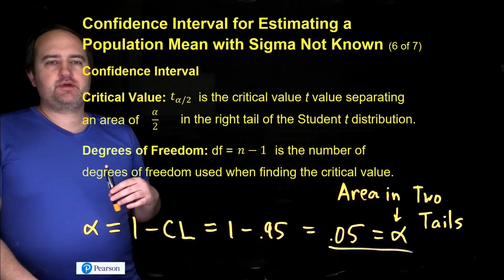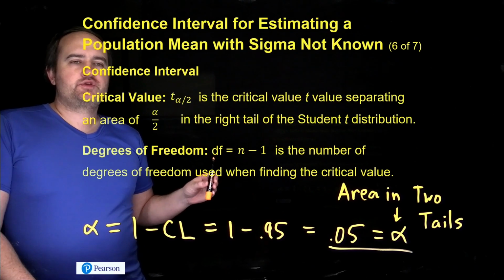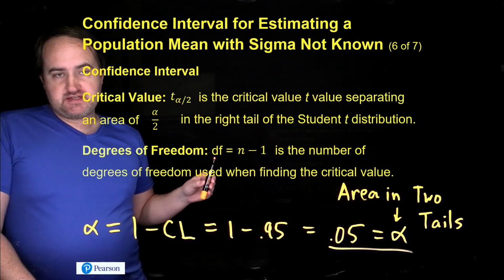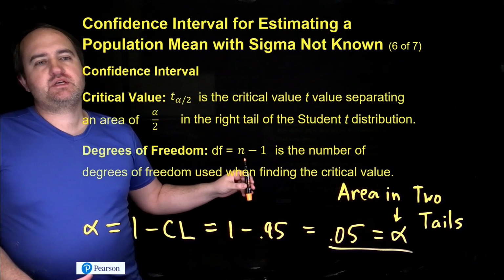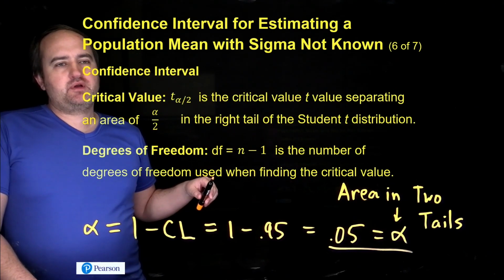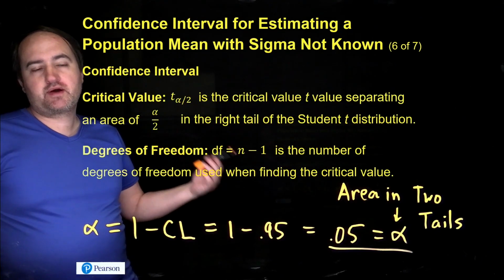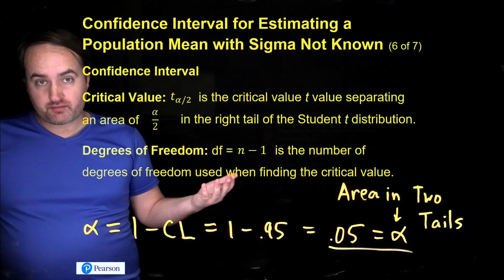The other new thing I already mentioned is the degrees of freedom. The degrees of freedom is abbreviated as DF, and it just equals n minus 1. It's the number of degrees of freedom used when finding the critical value. That's the other thing we're going to need when we're actually using Table A3.